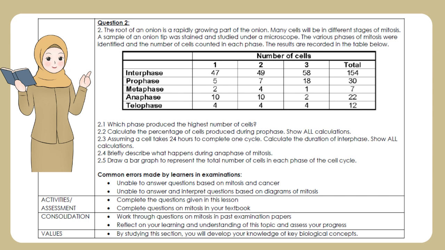2.1 Which phase produced the highest number of cells? 2.2 Calculate the percentage of cells produced during prophase. Show all calculations. 2.3 Assuming a cell takes 24 hours to complete one cycle. Calculate the duration of interphase. Show all calculations. 2.4 Briefly describe what happens during anaphase of mitosis. 2.5 Draw a bar graph to represent the total number of cells in each phase of the cell cycle.